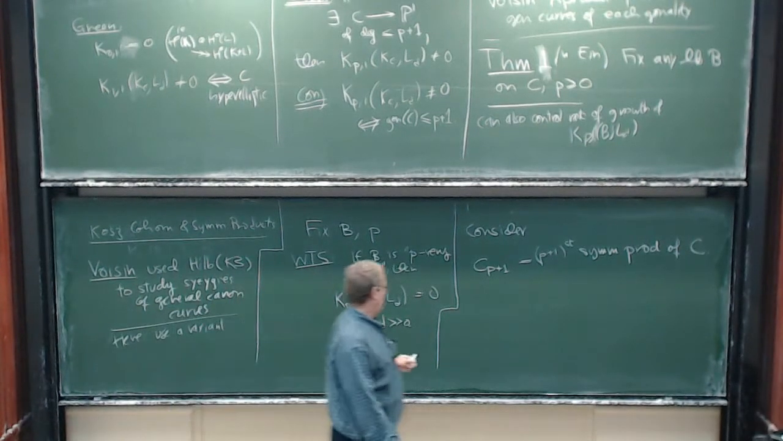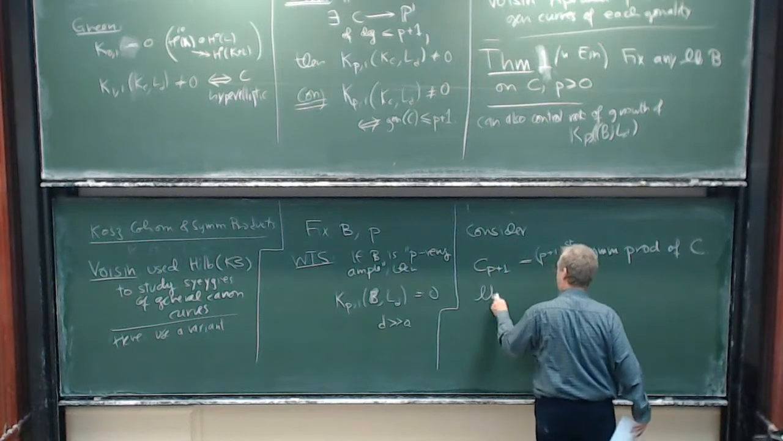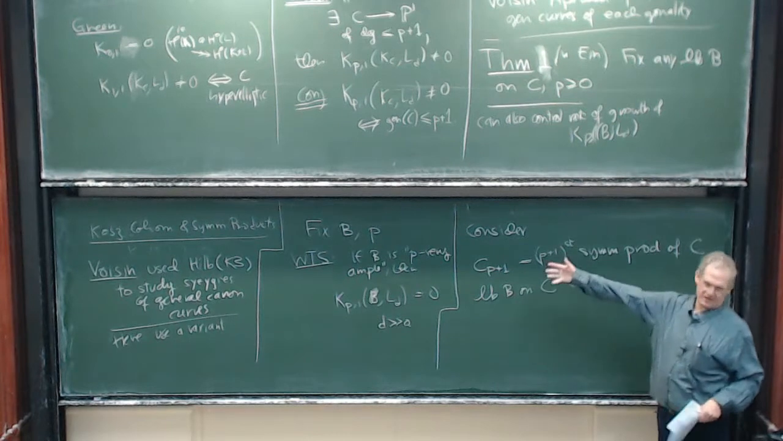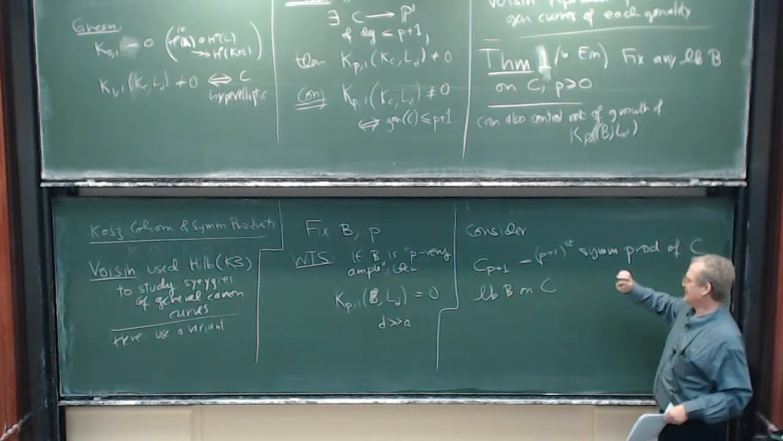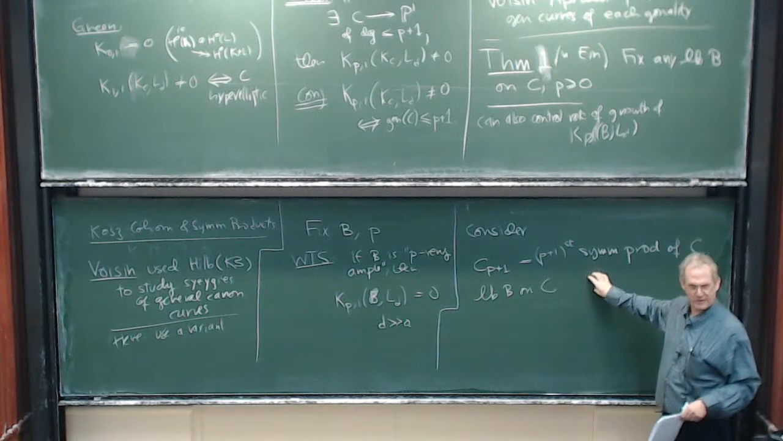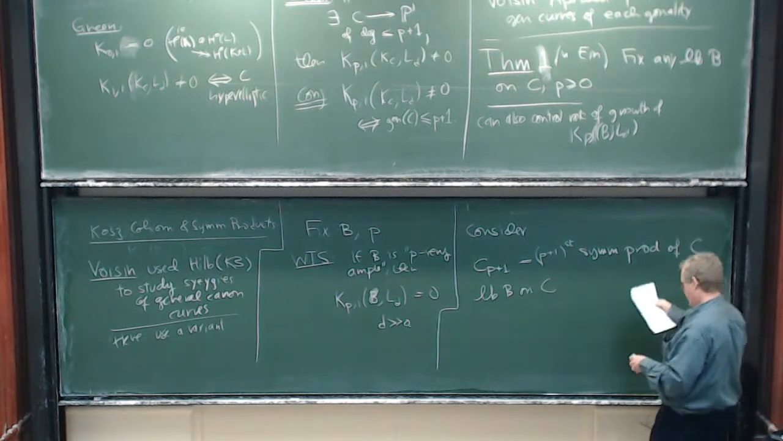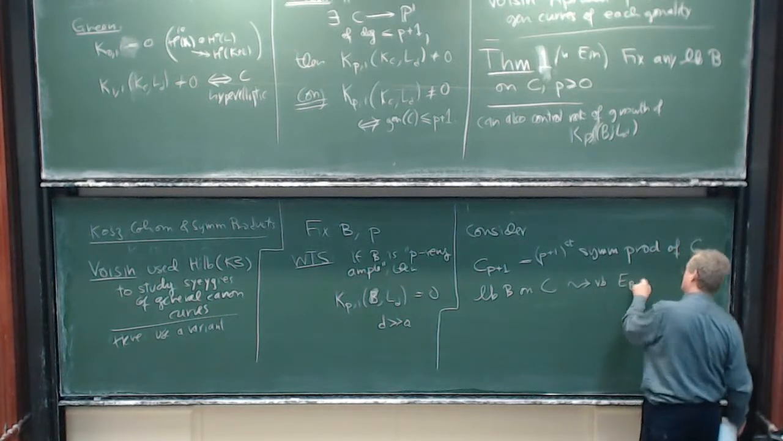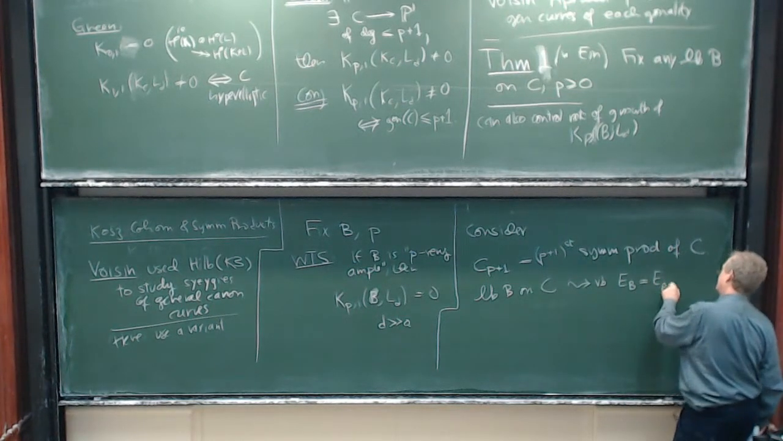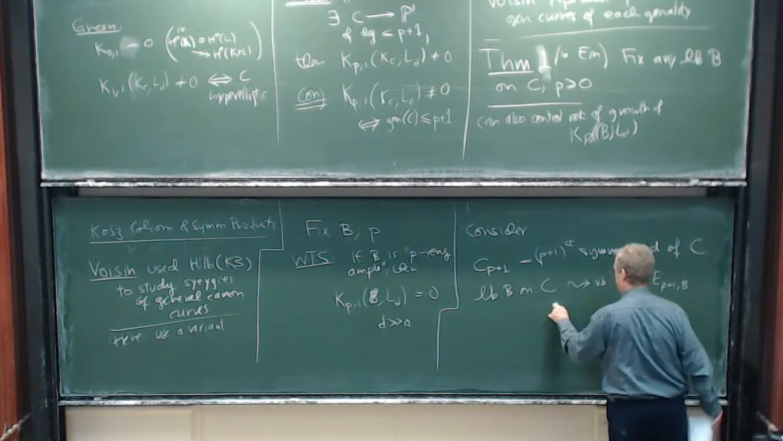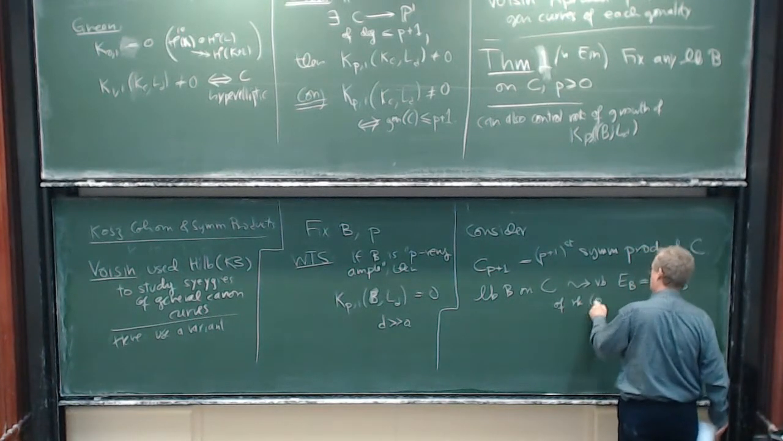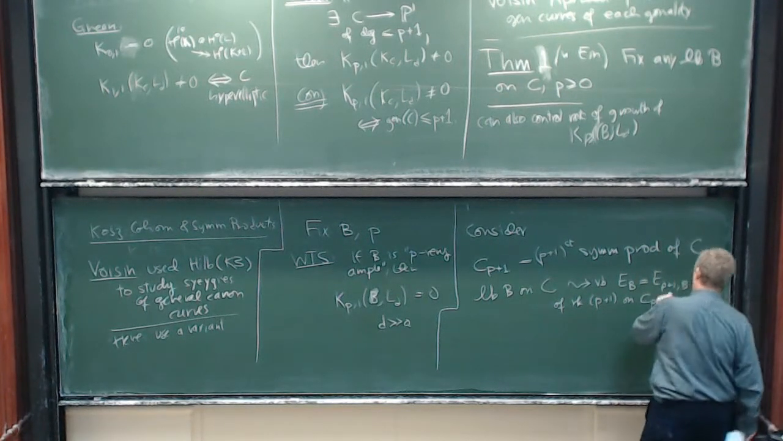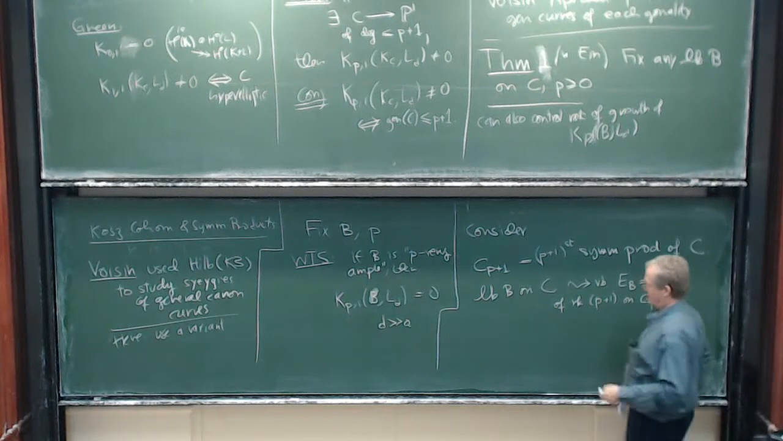Now, it's well known that if we take a line bundle B on the curve, that determines on the symmetric product, or on a Hilbert scheme, in this case on a symmetric product, a tautological vector bundle of rank P plus 1. So this determines a vector bundle, which I'll call E_B, or E_{P+1}B, of rank P plus 1 on C_{P+1}.